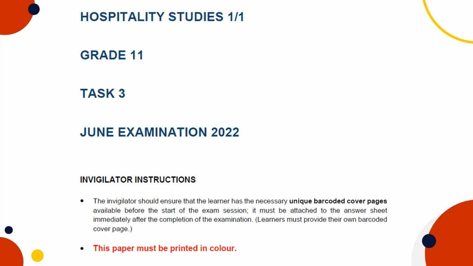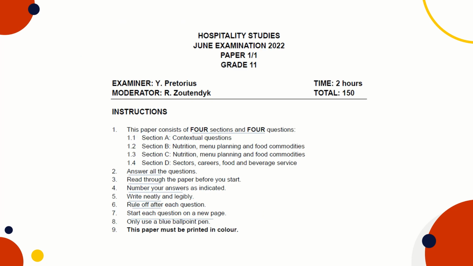The first page of your exam paper will be something like the one on the screen. This is last year's June examination cover page. Make sure that it is the Hospitality Studies Grade 11 Task 3 June exam 2023. Then it is also important to ensure that you do add your unique barcoded cover page if you're going to send in your paper to Impact to be marked. The paper also needs to be printed in color because there's going to be a lot of pictures in your exam paper, and it's always better to see if the picture is colored.